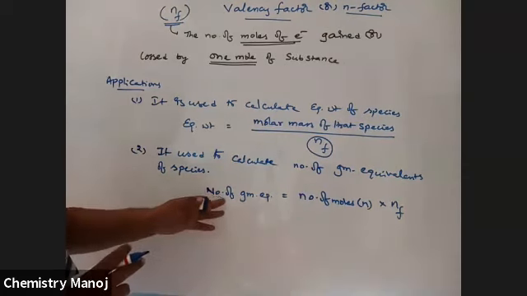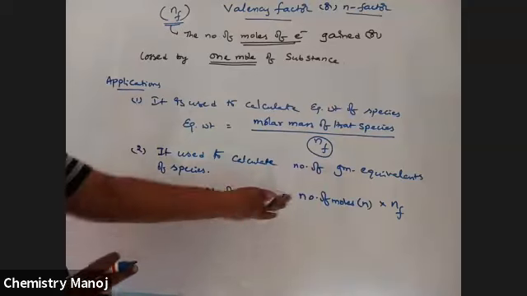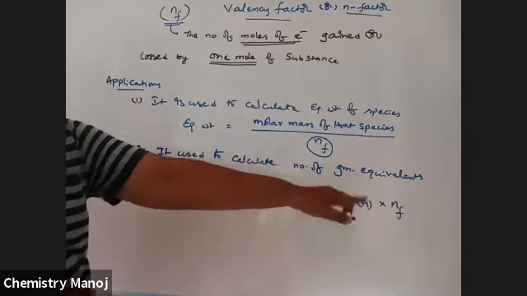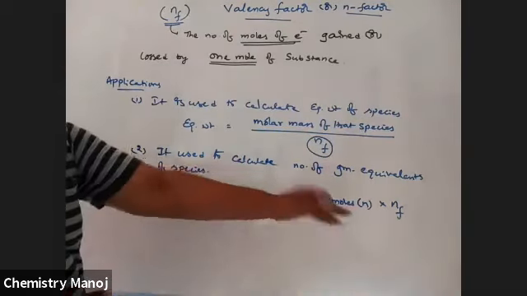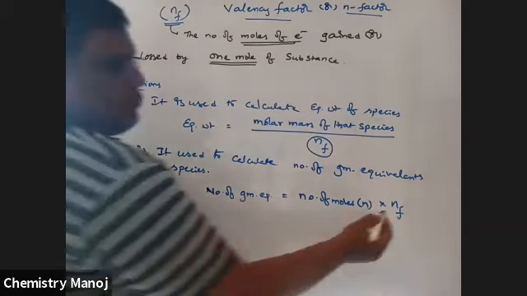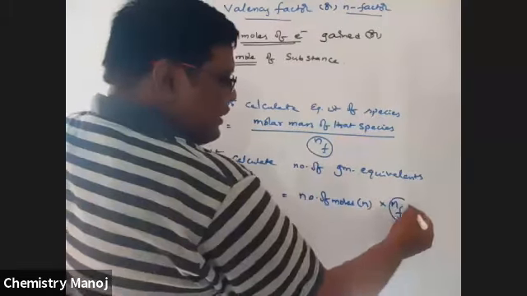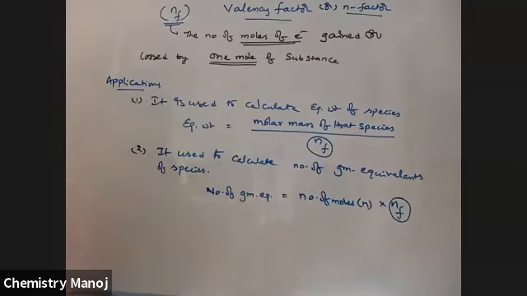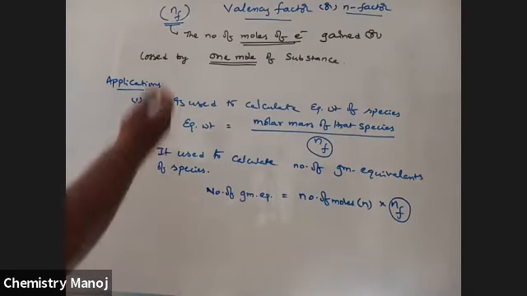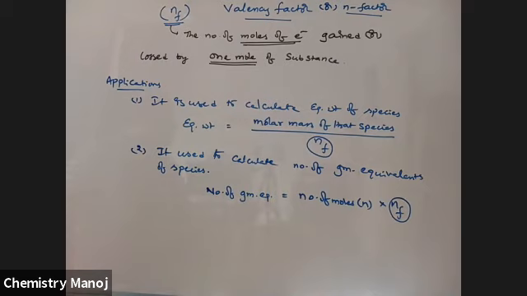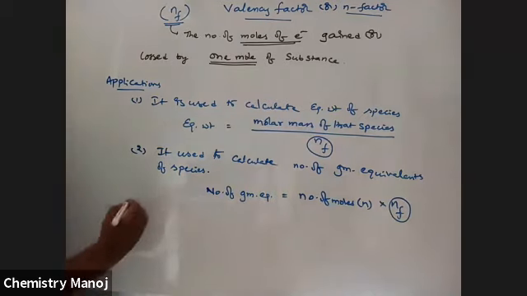So in most cases, gram equivalents are used, and gram equivalents are calculated from moles. Number of moles into n factor is equal to gram equivalents. If you know this n factor, you can calculate gram equivalents. N factor is nothing but lost or gained electrons for 1 mole of the substance during that process.